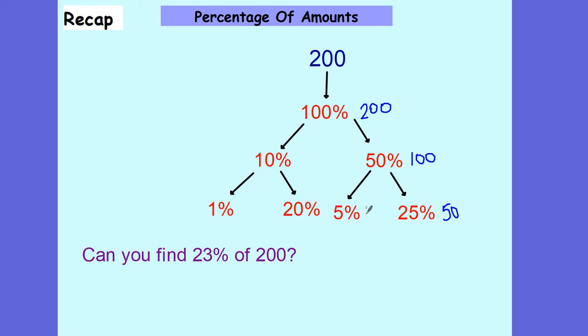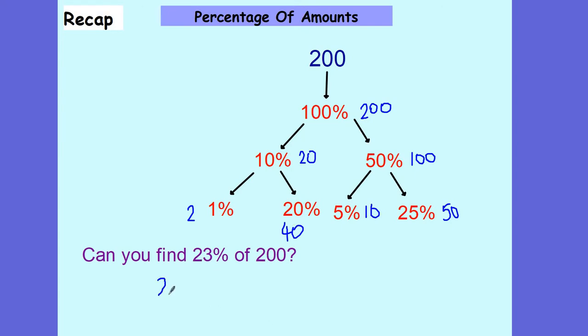To find 5%, I'm dividing by 10 to give me 10. To find 10%, I'm dividing my 200 by 10 to give me 20. I divide it by 10 again to give me 1%, and I multiply it by 2 to give me 20%, which would be 40. I'm going to use all these bits of 200 to find 23% of 200.